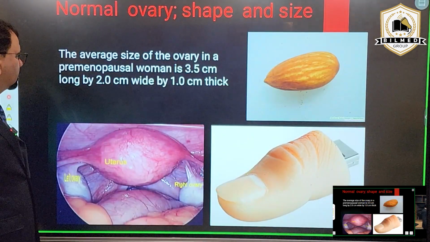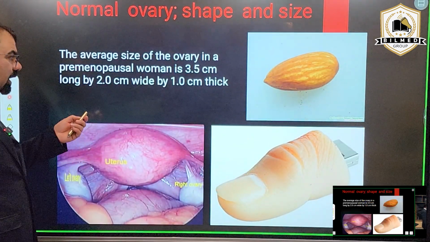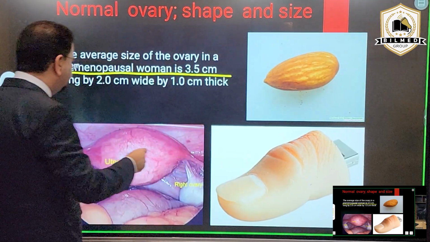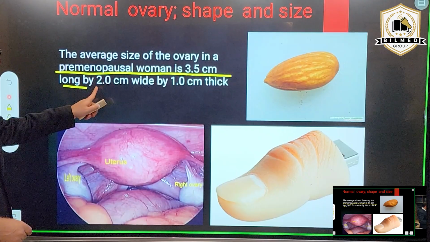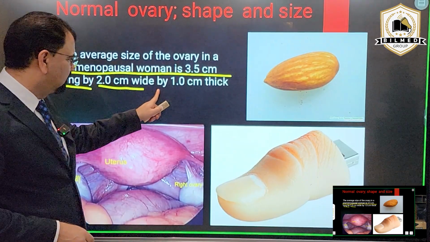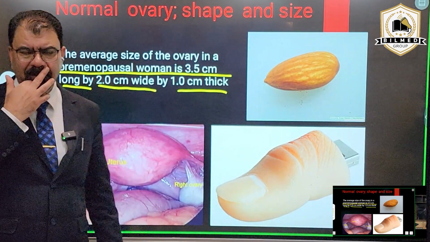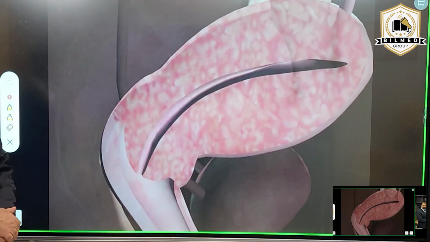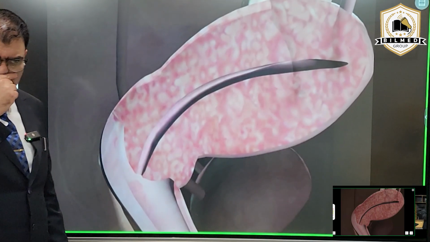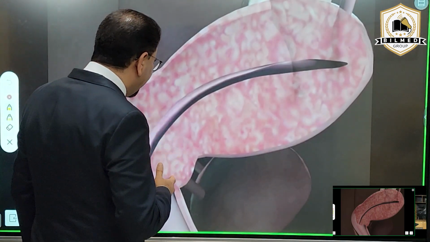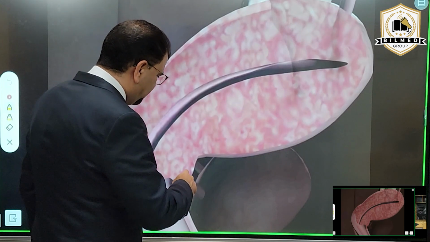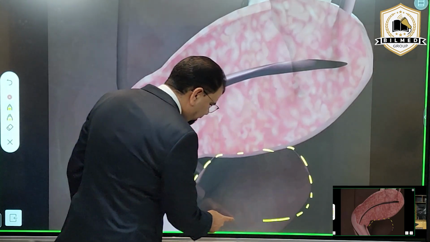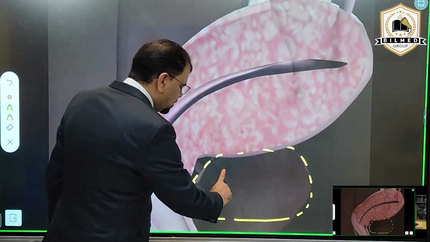Now, the ovary for a premenopausal woman is 3 to 5 centimeters long, about 3 centimeters wide, and 1 centimeter thick. Now, let me discuss this. This is our uterus over here. Now, where is the bladder? The bladder is here. This is your very bladder.